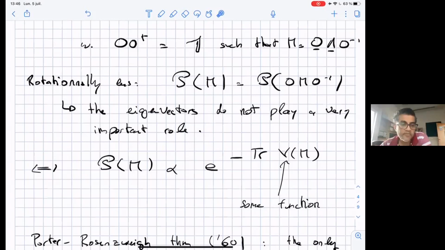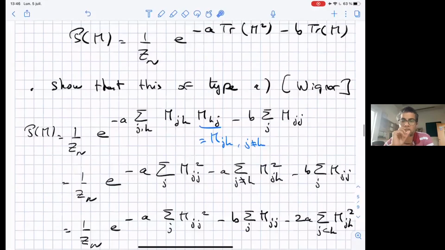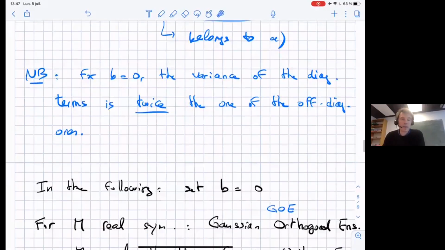Right. Okay, thanks. So in a sense, in these ensembles, the eigenvectors play a very minor role. At least if you do not specify it. Of course, you can condition, for instance, on how the eigenvectors corresponding to the eigenvalues look, or these kinds of questions. But even this kind of question is a little bit less interesting than for other ensembles.